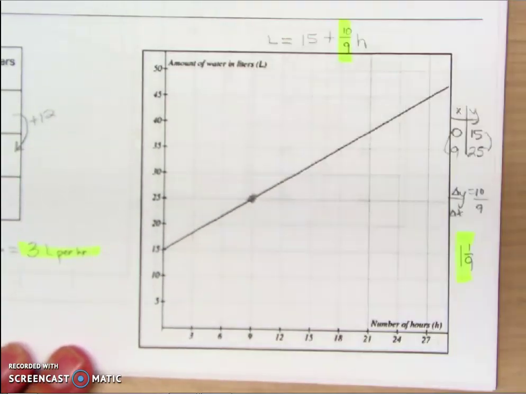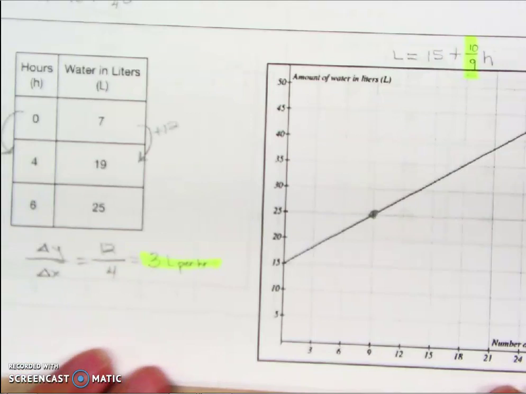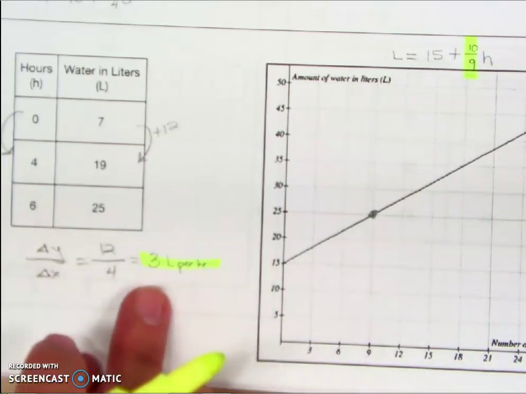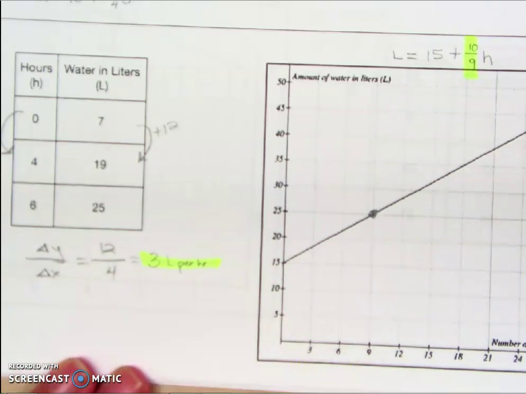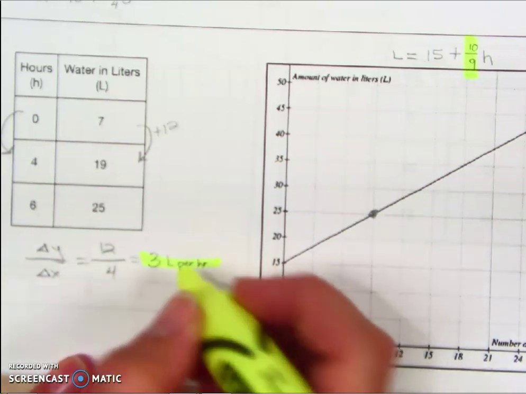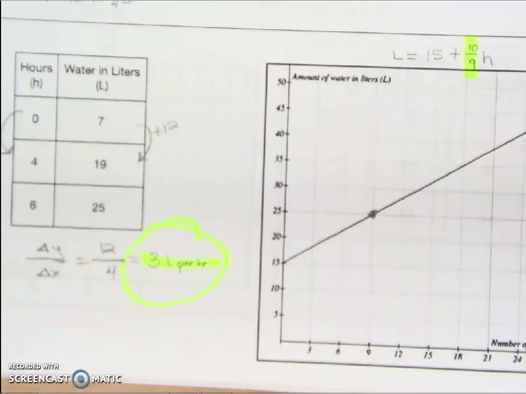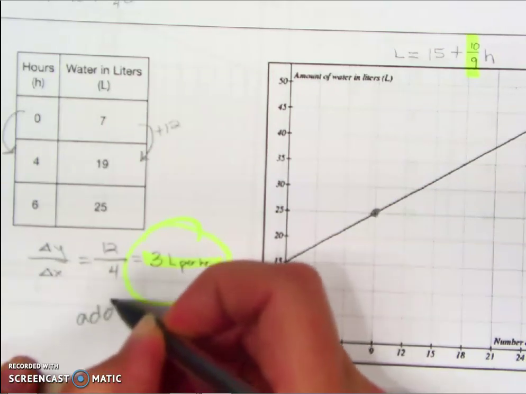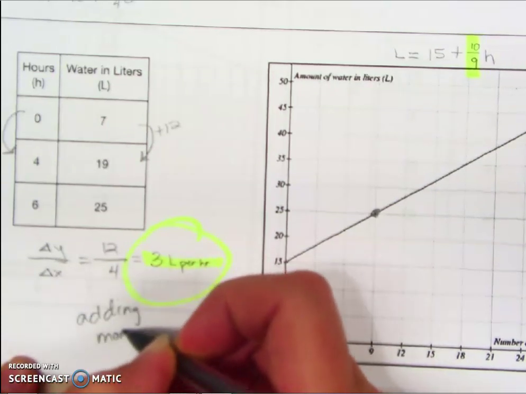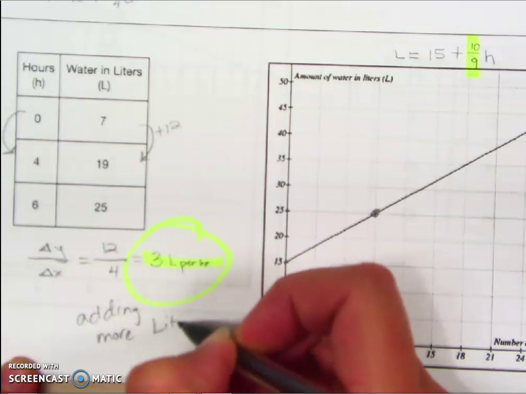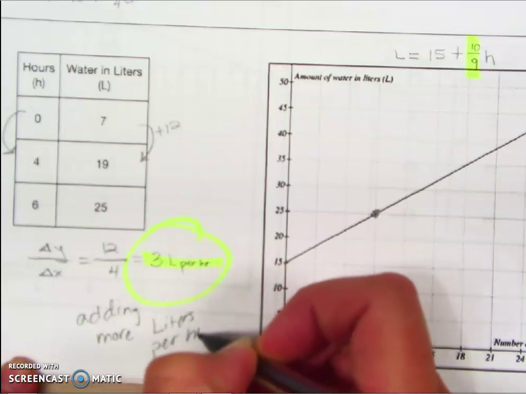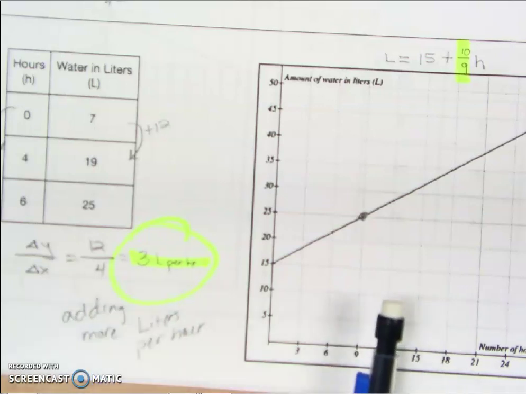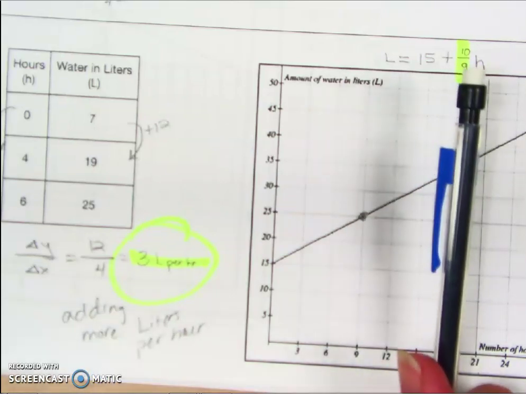It shows up right there in the equation. And for the table, this other bucket of water apparently is adding 3 liters per hour. So which one is adding more? Well, this one is, the one from the table. And so this one is adding, what's it doing? It's adding more liters per hour. So for every hour, this one is filling up 3 more liters. For every hour here, this one's only filling up 1 1/9.